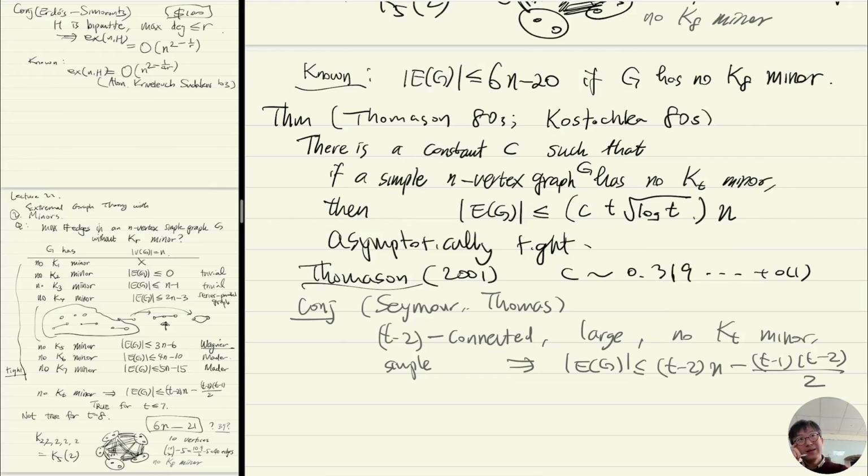By large, I mean the number of vertices is large, and this is known to be true for t is 8. This is Jorgensen's, and for t is 9, this is due to Jixia Song and Robin Thomas.